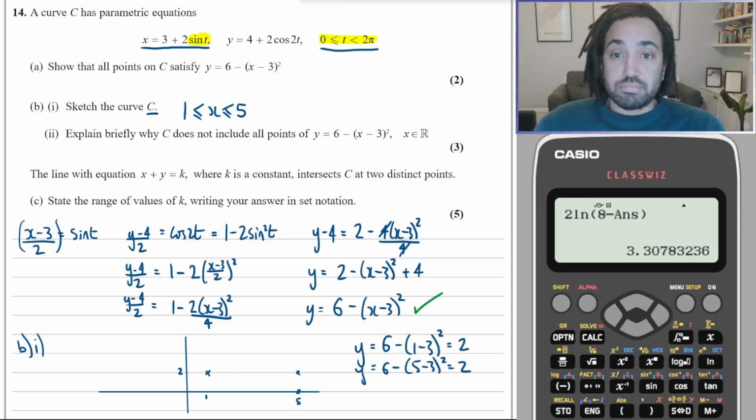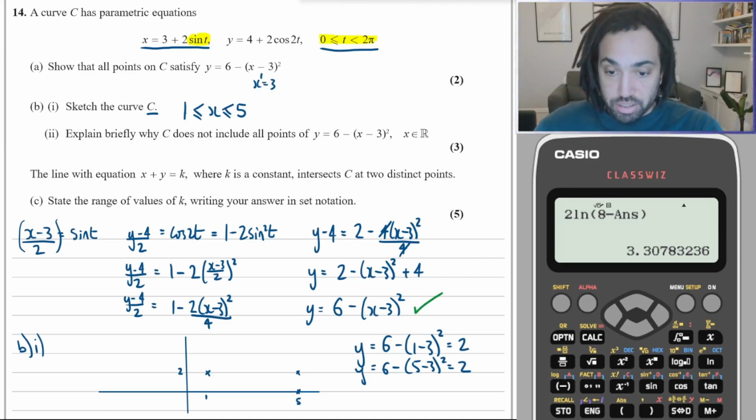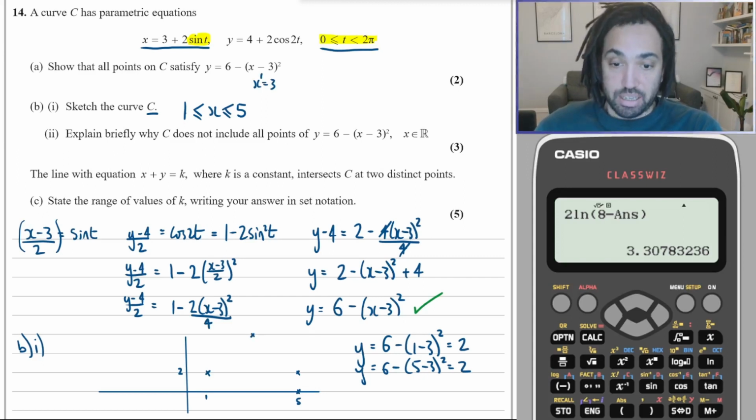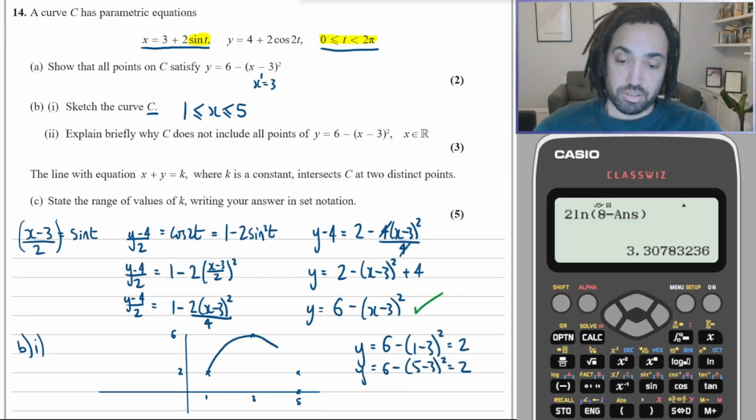And also you might note that when x is 3, we're going to get to the maximum point, because the squared bracket will be 0 when x equals 3, which will leave us just with y equals 6. So therefore we've got this point in here, which is at a height of 6, and an x value of 3. So drawing the curve, it's going to look like this. That's not very curvy.